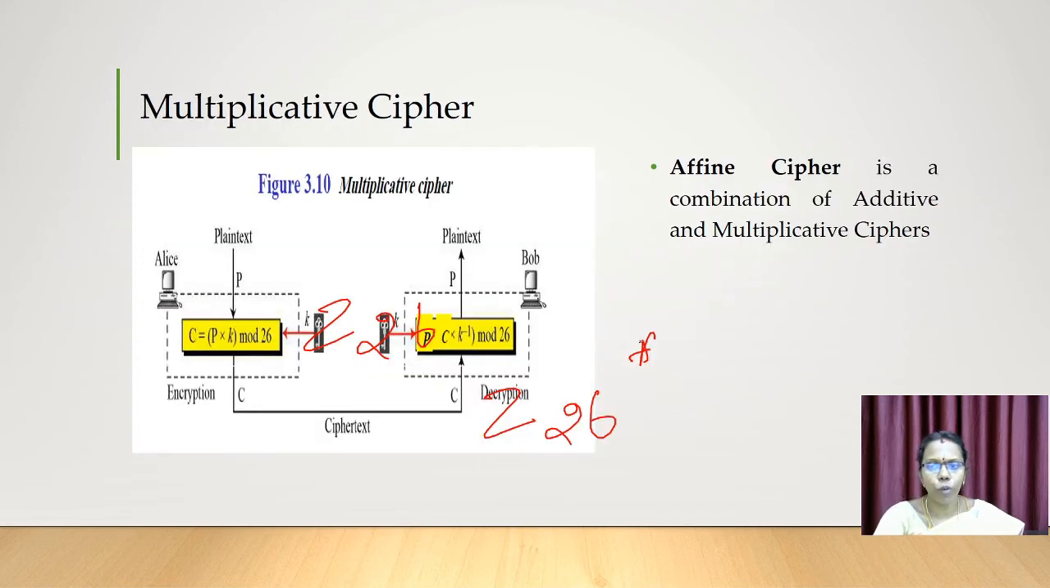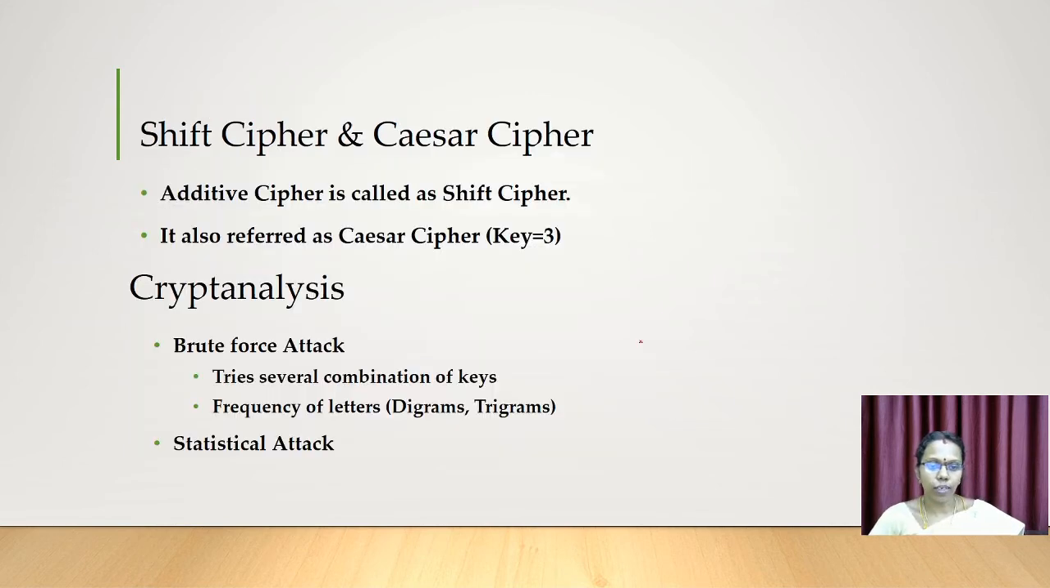The affine cipher is a combination of additive and multiplicative ciphers. Both the additive, multiplicative and affine ciphers are vulnerable to brute force attacks and statistical attacks. A brute force attack means we try several combinations of keys to get the original plaintext. In the case of letter frequencies, we use digrams and trigrams. We choose digrams such as AM, PM, HE, IS, and the frequencies of where they appear. In the case of trigrams, we get THE, HAI.